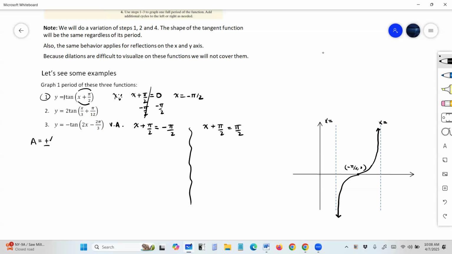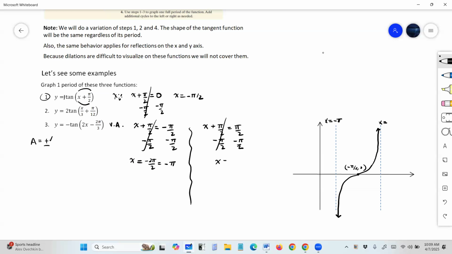As before, I need to solve for x. So minus pi over 2 on both sides. Here they cancel, and I end up with minus pi over 2 minus pi over 2, which is minus 2 pi over 2, which is obviously minus pi. So this is the location of the asymptote to the left. And the one on the right is the same thing: solve that equation, minus pi over 2 minus pi over 2.